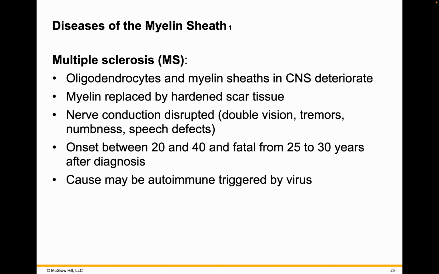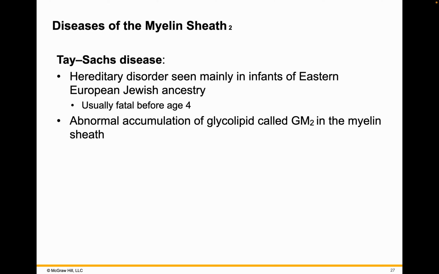Multiple sclerosis is a disease in which the oligodendrocytes and the myelin sheaths in the central nervous system deteriorate, and that myelin is replaced by scar tissue. That causes nerve conduction to be disrupted, leading to things such as double vision, tremors, numbness, speech defects. Typically, the onset is between 20 and 40, and it's generally fatal from 25 to 30 years after diagnosis. We are sure it is an autoimmune-based disease, and it's possible that autoimmunity is triggered by a virus.